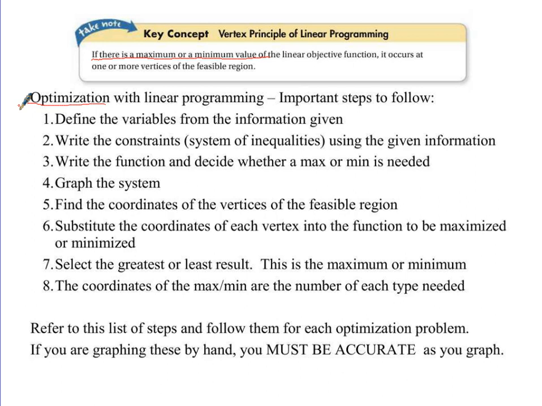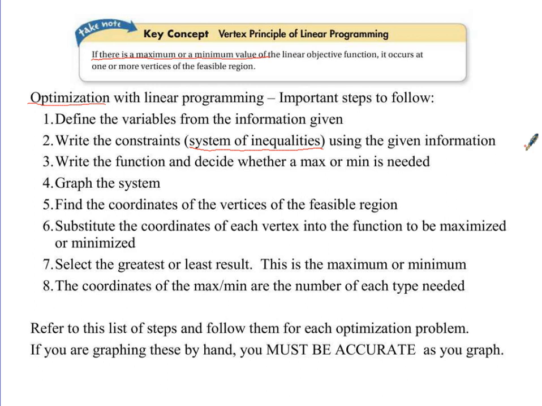Rule number 1, define the variables from the information given. Just like any story problem that we've been working on, always define your variables first. Then, write the constraints. Your system of inequalities, just like in section 3. Nothing new there. Using the given information, we can do that already.